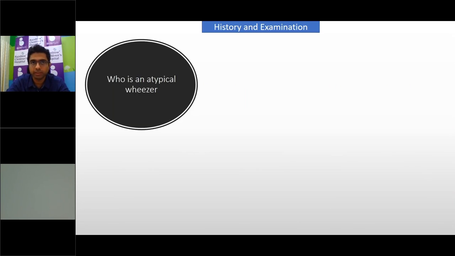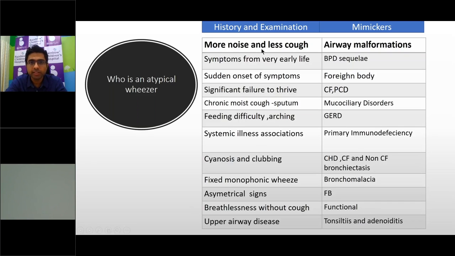When should we consider these? You have to take a history, do an examination, and look for the findings. Whenever there is more noise and less cough, it is going to be an airway malformation. Point 1. When the symptoms are from very early life, consider airway malformations. If the child is a very young preterm child, consider BPD sequelae. Whenever there are sudden onset symptoms, these symptoms can never be sudden, then you have a suspicion of a foreign body.